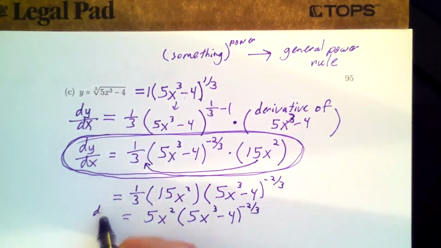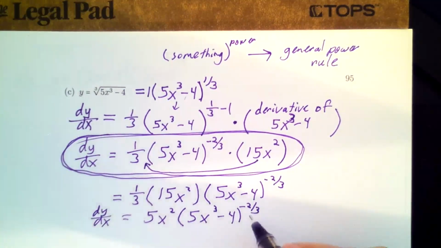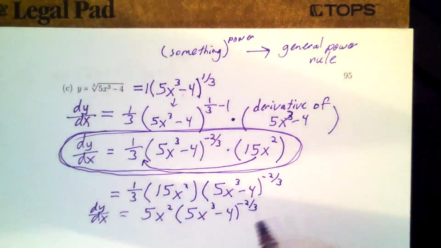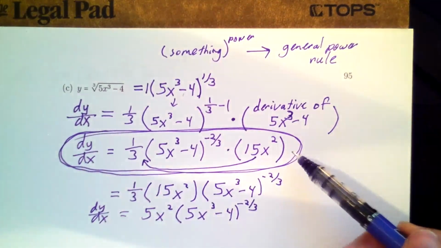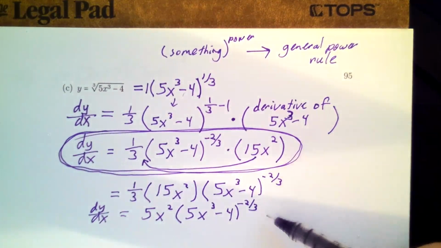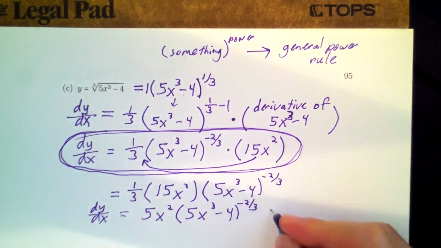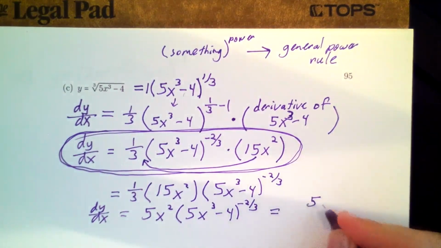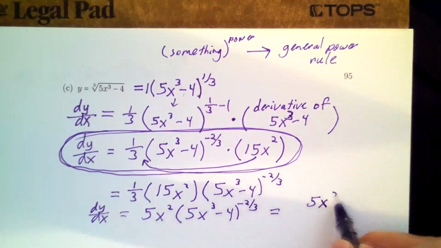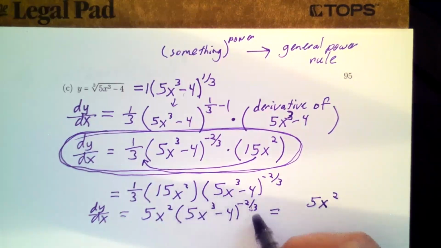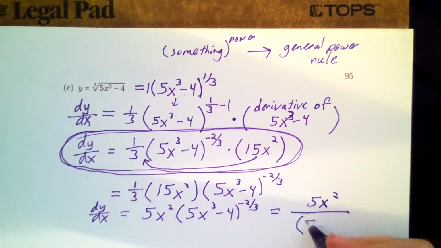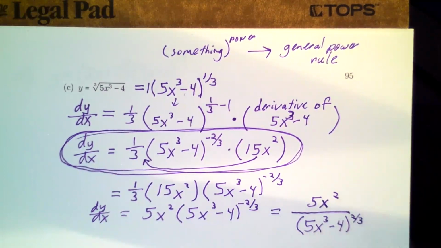So we've simplified stuff down a little bit, but I actually can go one step further here. We are done taking the derivative, right? We accomplished that up here at this step. The rest of this is just making it look pretty. When I get down here, I notice that this is a negative power. And in general, algebraically, negative powers do technically belong in the denominator. So we have 5x squared. If I put this whole term back in the denominator to make the power positive, this becomes 5x squared over 5x cubed minus 4 to the positive 2/3 power.